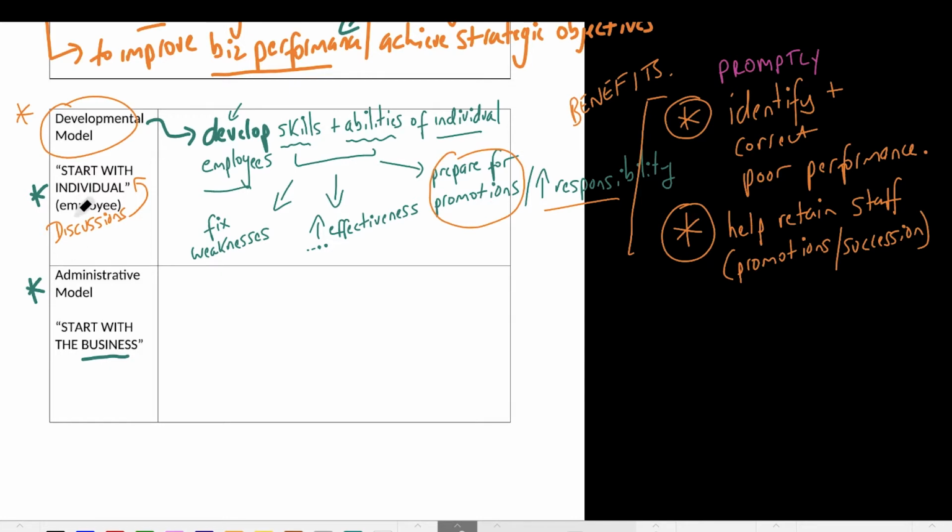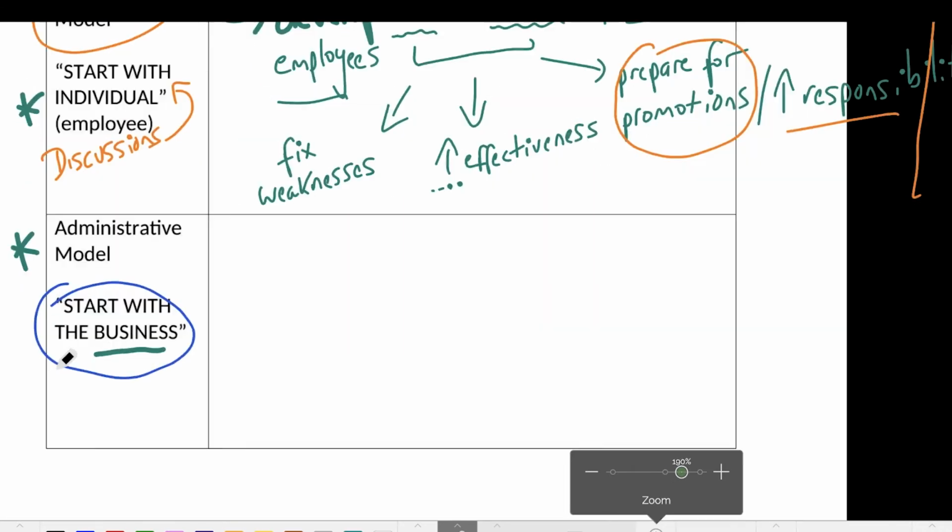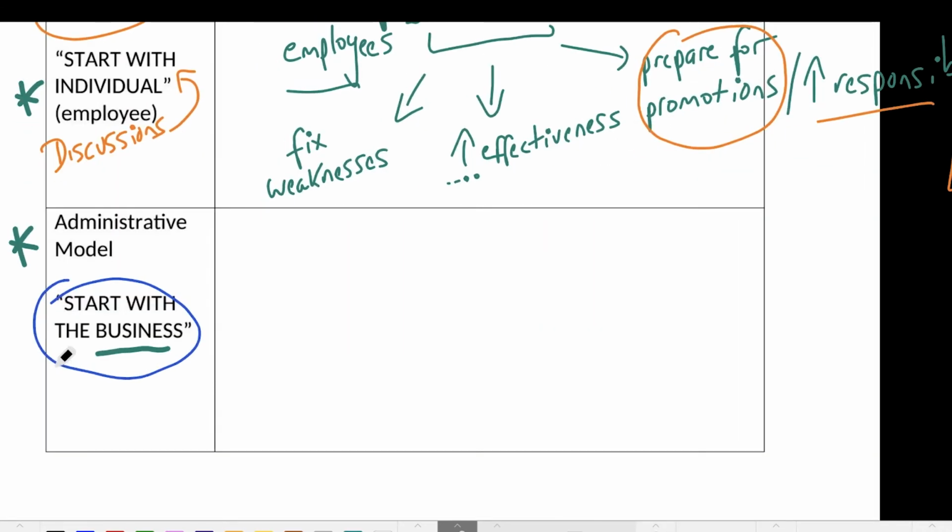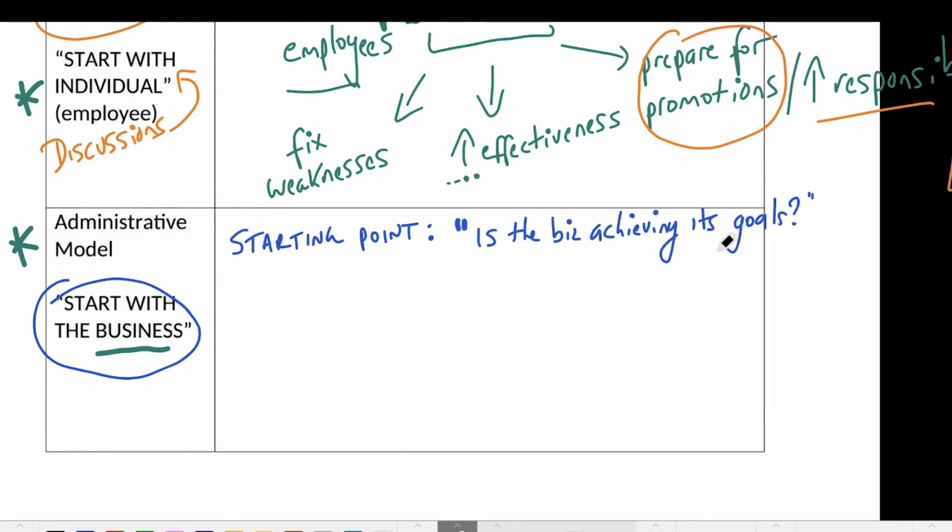So here, rather than starting with the individual, our focus is first on the business. Let's zoom in a little bit here. So we're going to start with the business. Our first question is, is the business achieving its goals in terms of the overall HR function? And if it is, well then, great, nothing to do, everything's super terrific, but that is very unlikely, right?